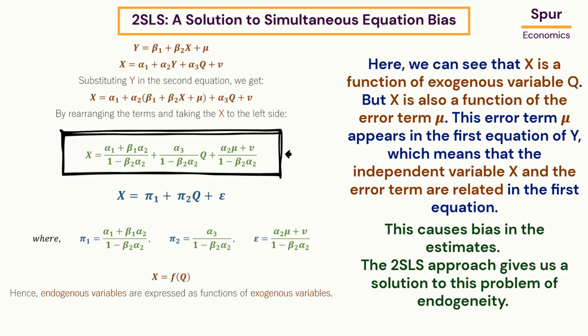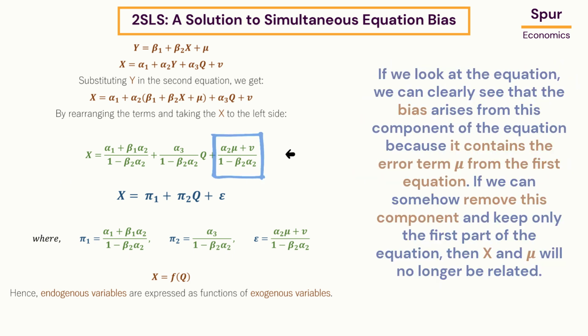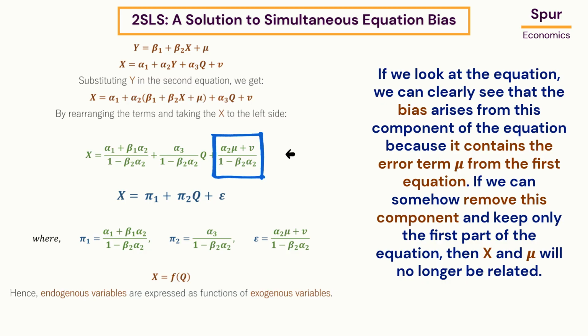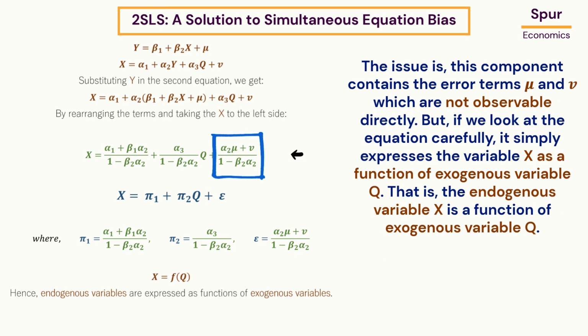The 2SLS approach gives us a solution to this problem of endogeneity. If we look at the equation, we can clearly see that the bias arises from this component of the equation because it contains the error term mu from the first equation. If we can somehow remove this component and keep only the first part of the equation, then x and mu will no longer be related. The issue is, this component contains the error terms mu and upsilon, which are not observable directly.